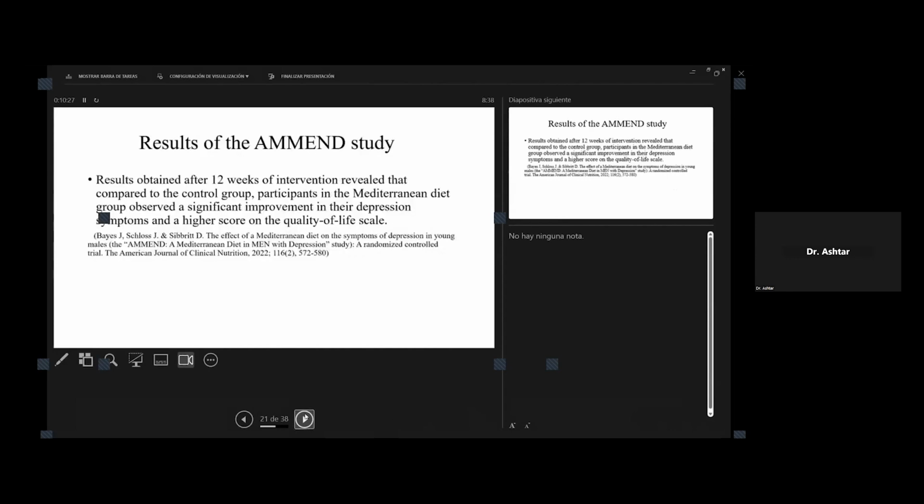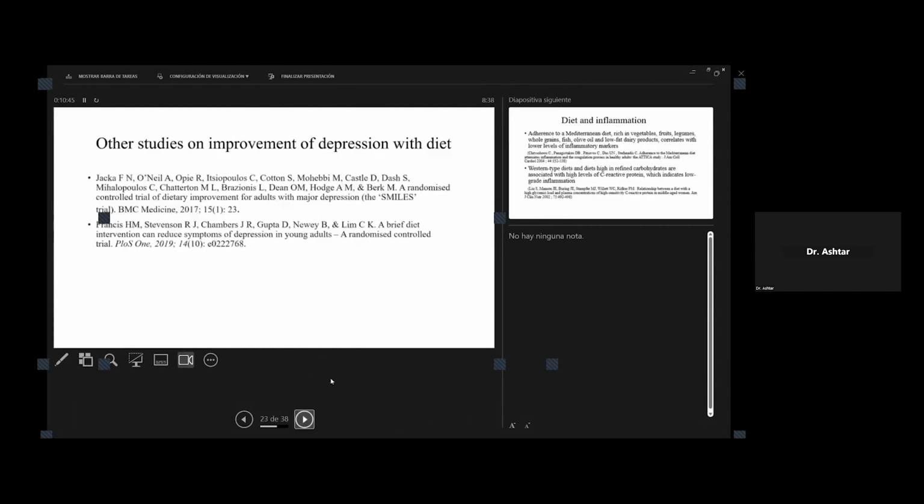Results of the AMEN study. Results obtained after 12 weeks of intervention revealed that compared to the control group, participants in the Mediterranean diet group observed a significant improvement in their depression symptoms and a higher score on the quality of life scale. Other studies on improvement of depression with diet.